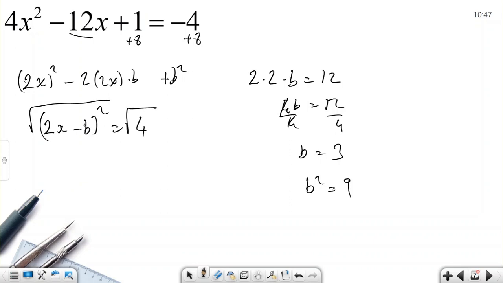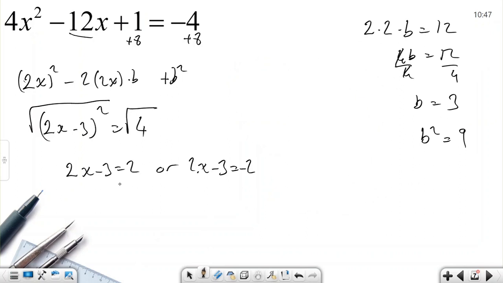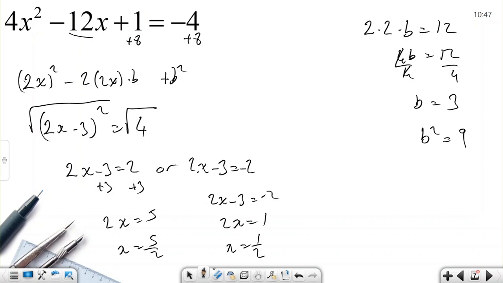Use the square root of both sides. And what is the b? The b is 3. So (2x minus 3) squared equals 4. Then 2x minus 3 equals 2, or 2x minus 3 equals negative 2. Now plus 3 on both sides: 2x equals 5, x equals 5 over 2. Or 2x minus 3 equals minus 2, 2x equals 1, x equals 1 over 2. So x equals 5 over 2 and x equals 1 over 2 are our solutions.